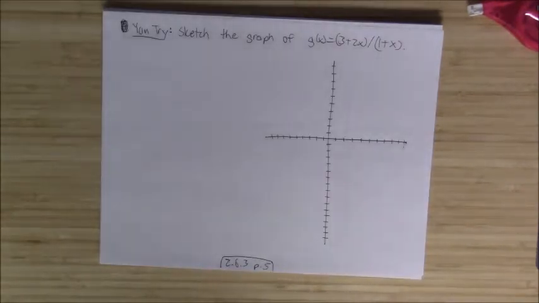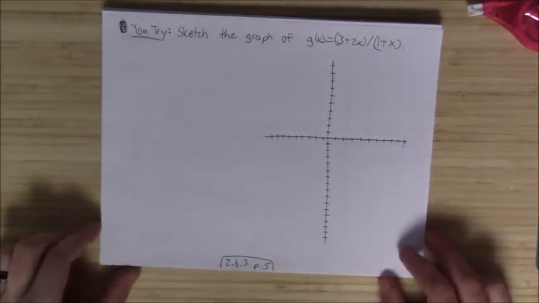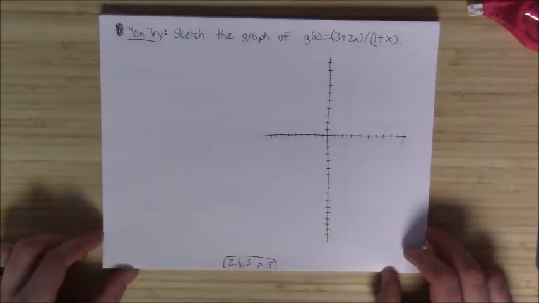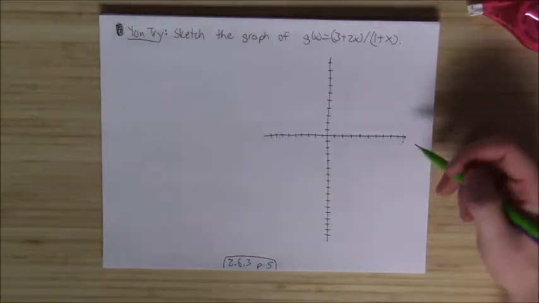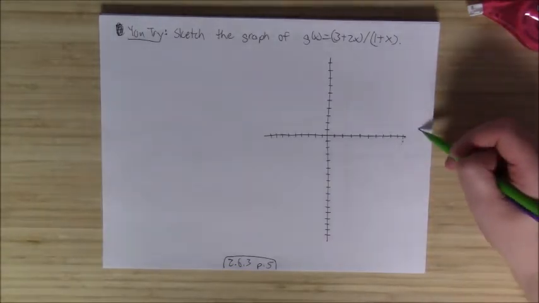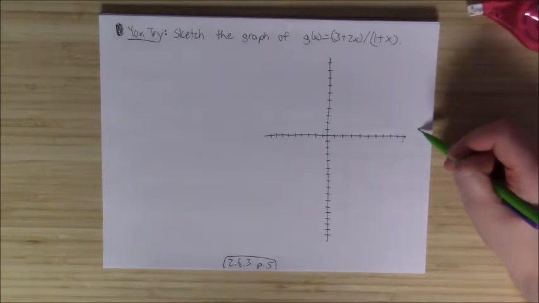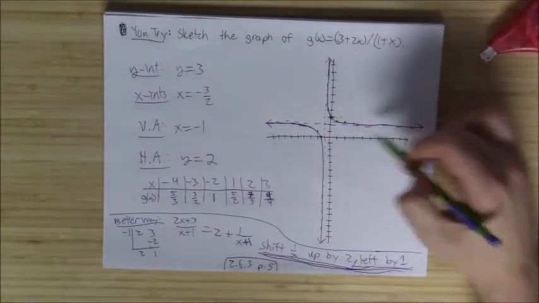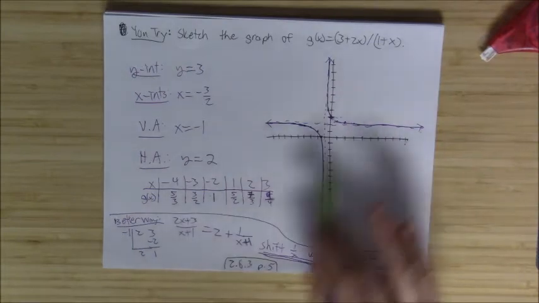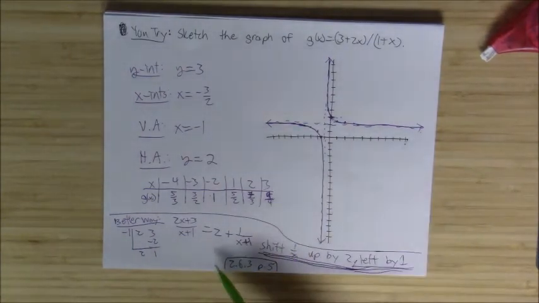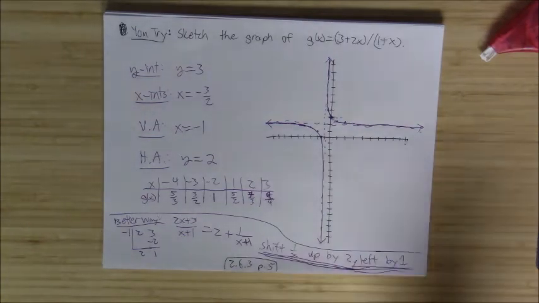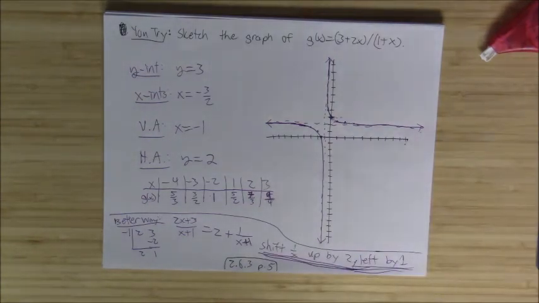And now it's time for you to try an example. So go ahead and sketch the graph of g of x equals (3 plus 2x) over (1 plus x). On the count of 3, I'll reveal the solution. 1, 2, 3. So here, again, using all the information, you get this. There is the better way by doing the division. You can get that as well and see that it's just shifting around 1 over x.